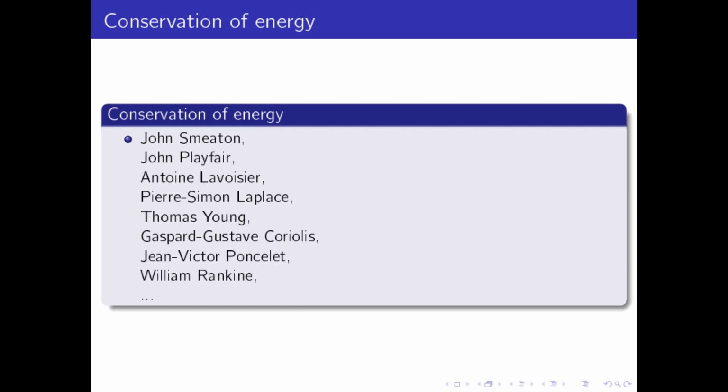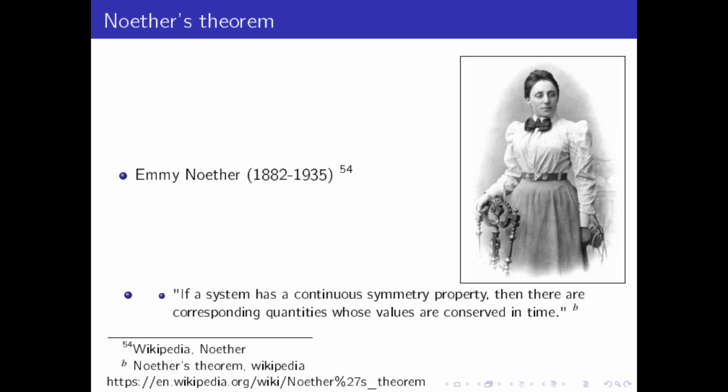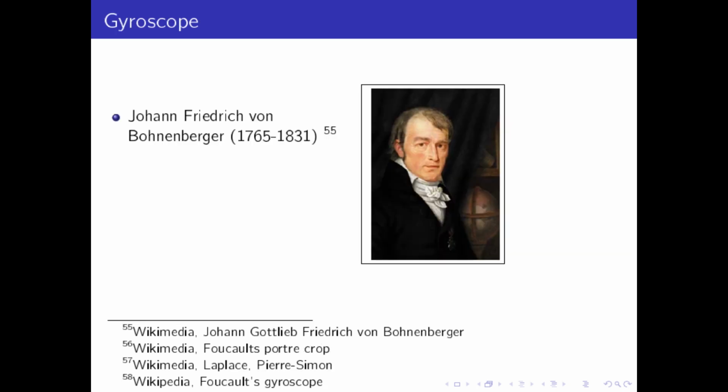But the discovery of the conservation of energy, which is one of the most basic laws of nature, required studies by many scientists, including the works of Smeaton, Playfair, Lavoisier, Laplace, Young, Coriolis, Poncelet, Rankine, and others. Noether discovered the relation between symmetry and conserved quantity and wrote a theorem known as Noether's theorem, which can be stated as: if a system has a continuous symmetry property, then there are corresponding quantities whose values are conserved in time, in simplified terms. Now we will shortly mention the invention of the gyroscope.